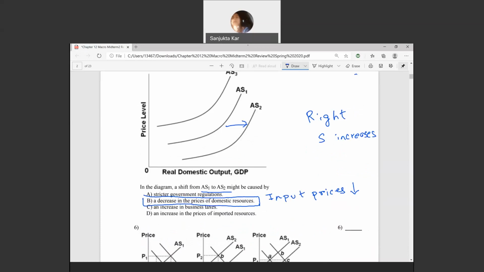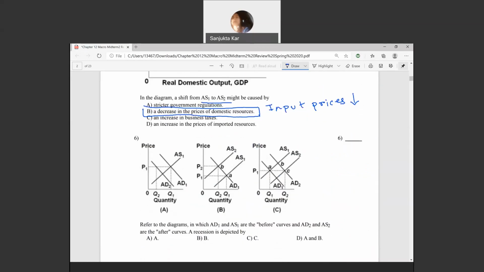Now going to question number 6 here. It says refer to the diagrams in which AD1 and AS1 are the before curves and AD2 and AS2 are the after curves. A recession is depicted by what? We are going to have a recession for two reasons. Number one, the aggregate demand shifts to the left and the aggregate supply shifts to the left.